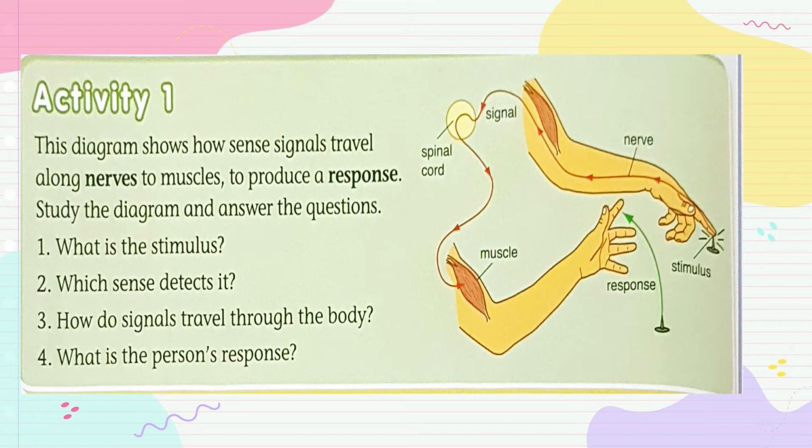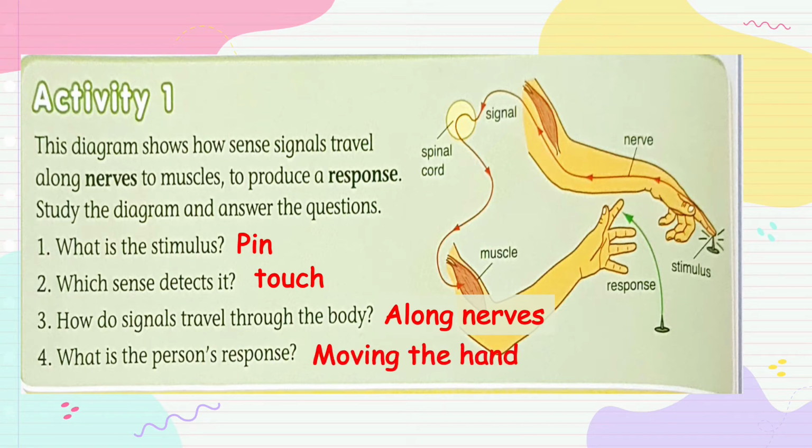So what is the stimulus here? The stimulus is the pin, because that is making you react, to pull your hand away. If there was no pin, you wouldn't pull your hand away, right? So which sense detected it? Is it sight, hearing, smell, taste, or touch? Yes, it is touch over here. And how do signals travel through the body? You can see it's traveling along the nerves. And what is the person's response? How is he reacting? He is moving the hand or pulling the hand away.